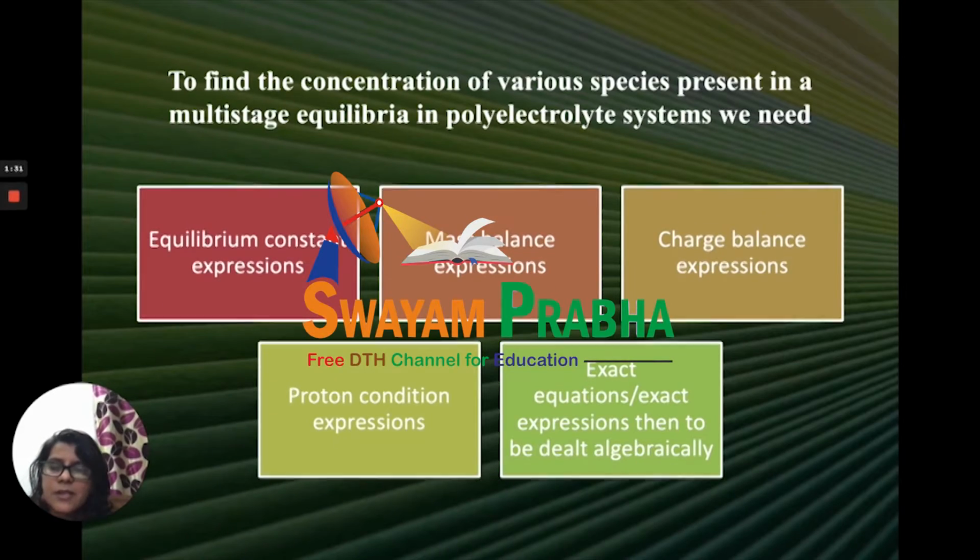So let's start. Now, when you are going to do the mathematical treatment, you are going to have certain expressions. So let us recall what these expressions are. We are going to talk about the equilibrium constant expression. We are going to use the mass balance expressions, the charge balance expression, and the proton condition expressions. Based on these expressions, we are going to get the exact expressions which will be dealt with algebraically to get the exact concentrations of the species in the solution.